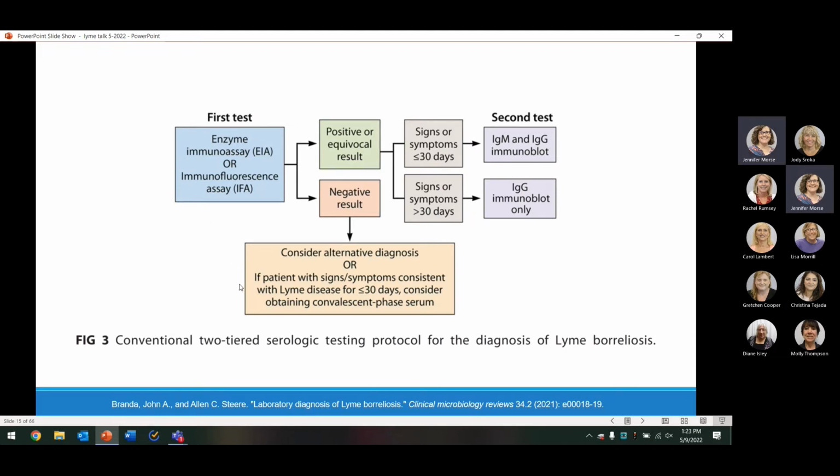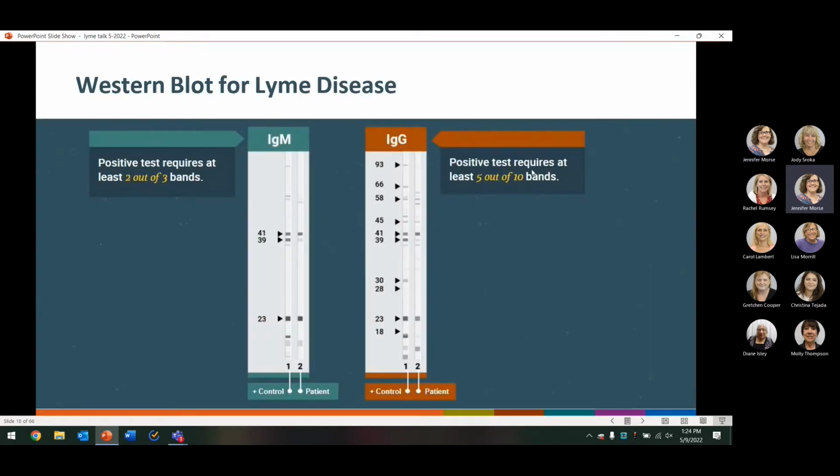So this just shows the conventional 2-tiered protocol. So you start with an EIA test. If it's negative, you either look for another diagnosis, or if they're just really early on in their infection, then you'd retest them again in 2 to 4 weeks. If it's positive or equivocal, if they've been sick for over a month, you would look for IgG immunoblot. If they are really recently ill, then you would look for both IgM and IgG.